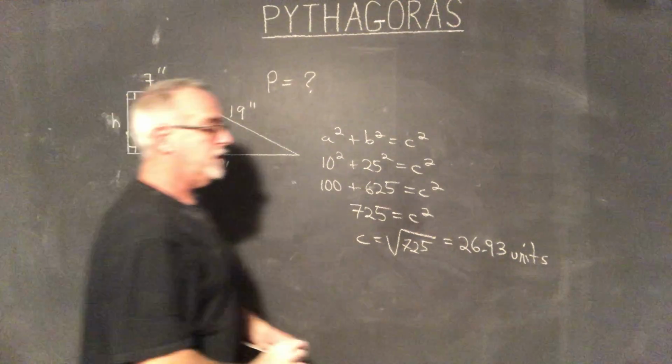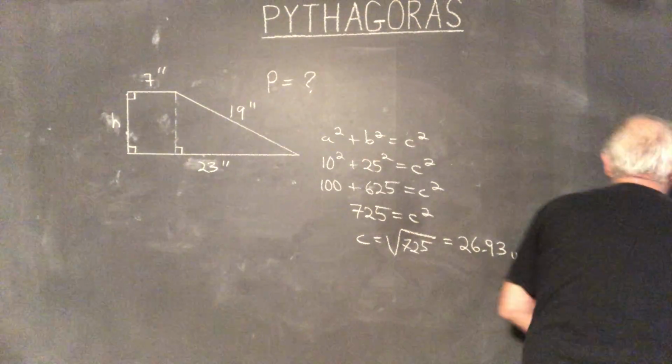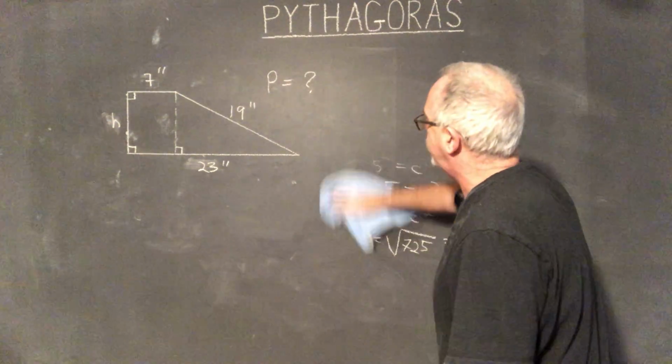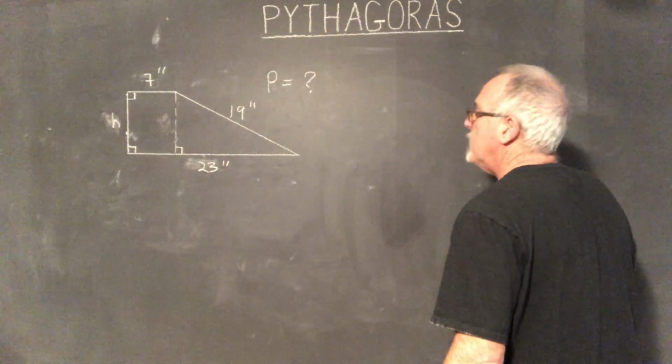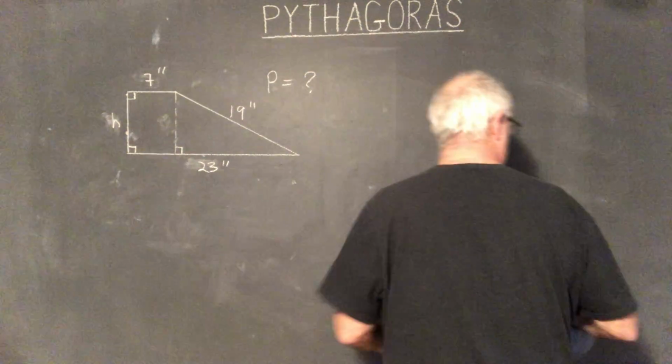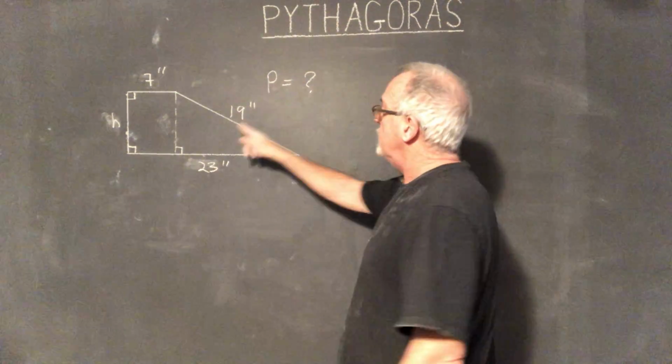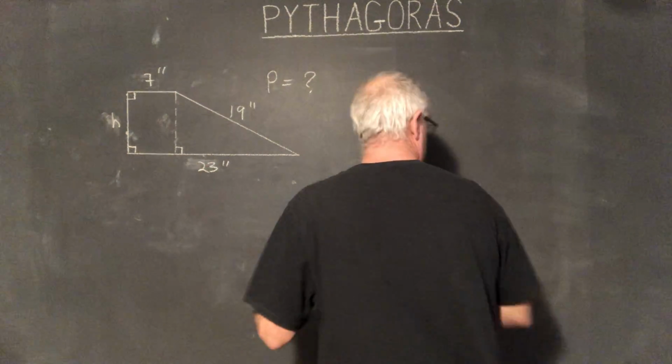We have created another Pythagorean situation inside finding the perimeter of a right trapezoid, but this time we know the hypotenuse. That's what I wanted to do with this example.